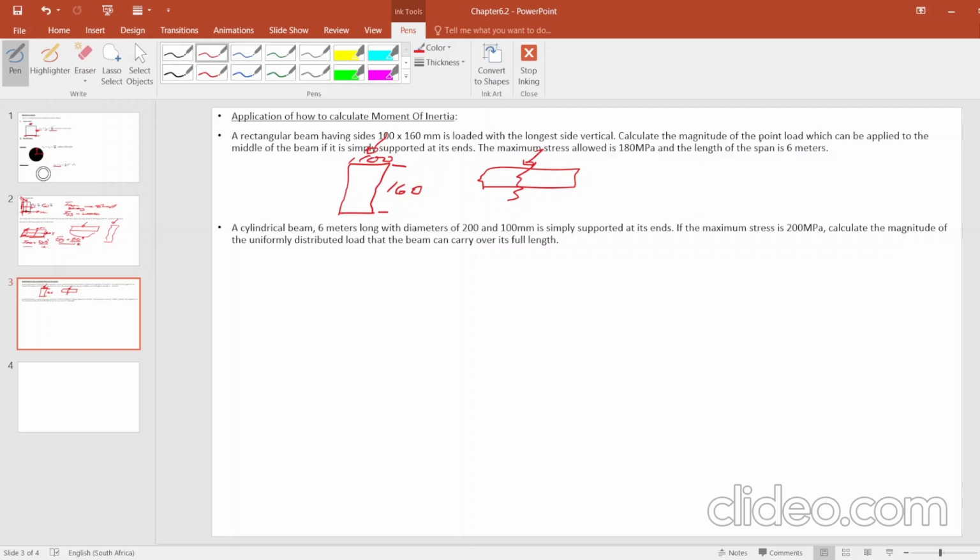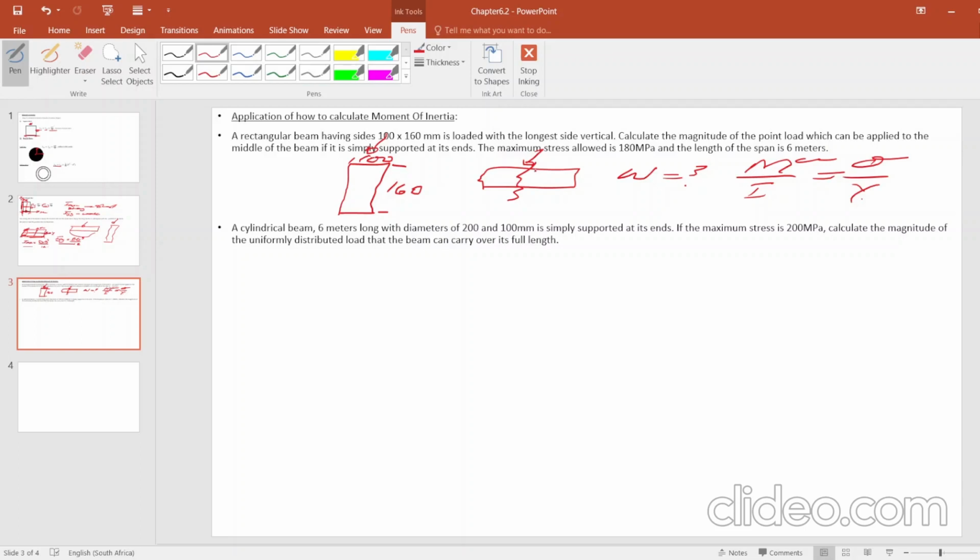Calculate the magnitude of the point load which can be applied to the middle of the beam. Now here they want us to calculate W, but I'm not interested in calculating W. Anyway, in calculating W, we have to apply this formula: IXX equals to stress over Y. We are looking for W. Where are we going to calculate the W? We have to use bending moment to calculate W.